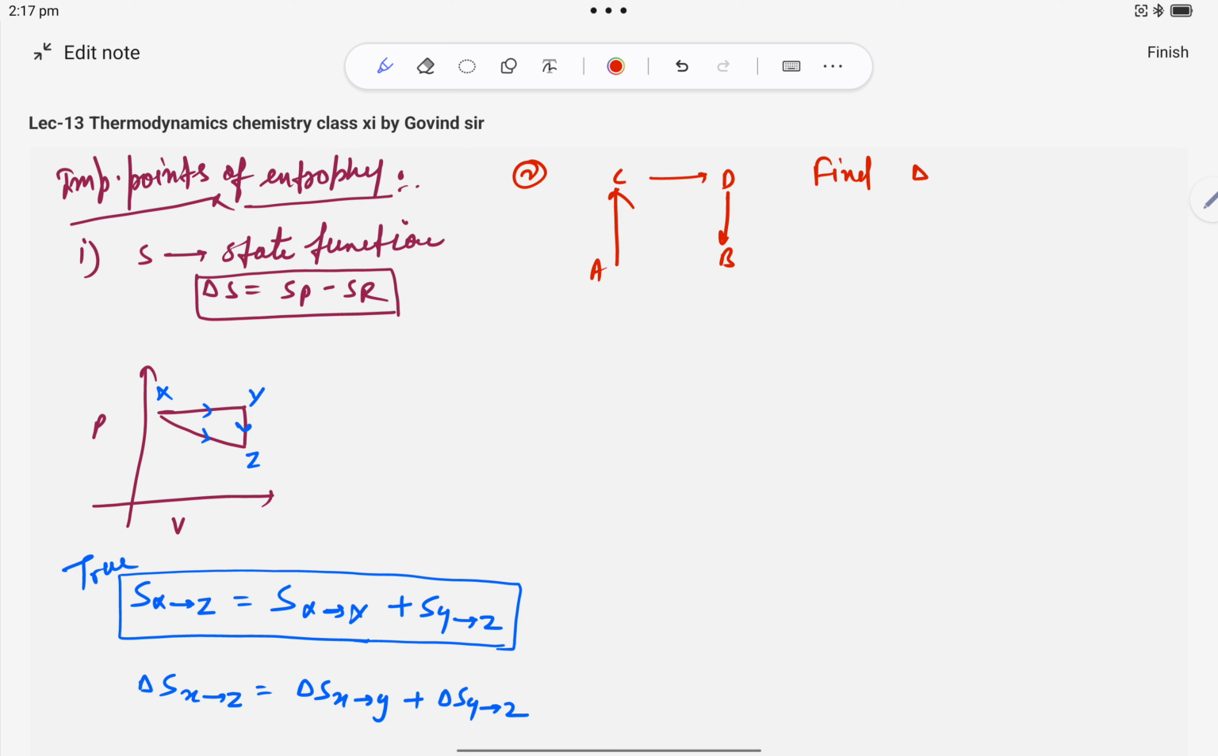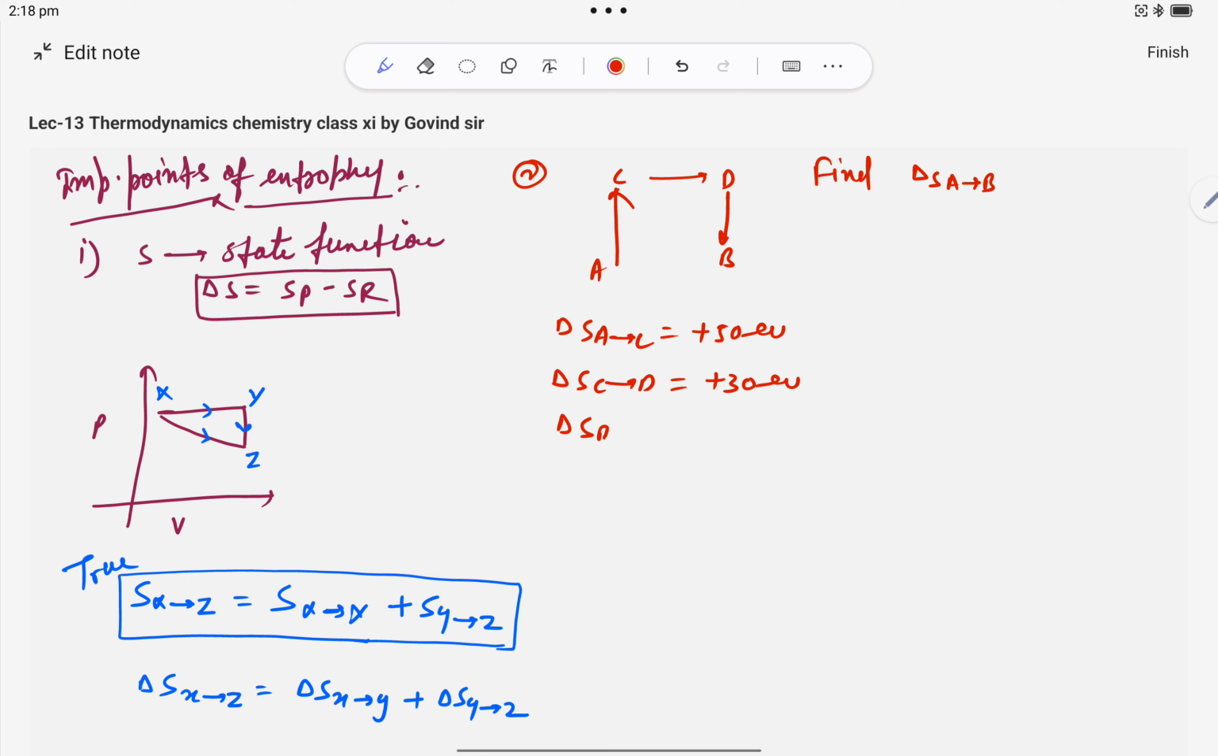Find delta S A to B. Here some values are given. Delta S A to C is equal to 50 EU. EU is the unit of entropy. Delta S C to D is 30 EU.